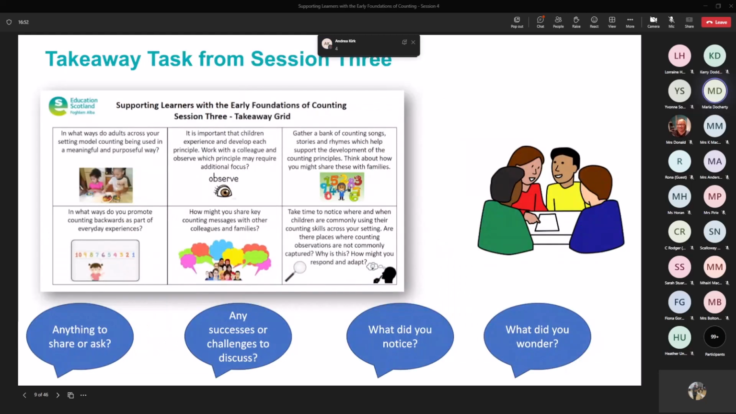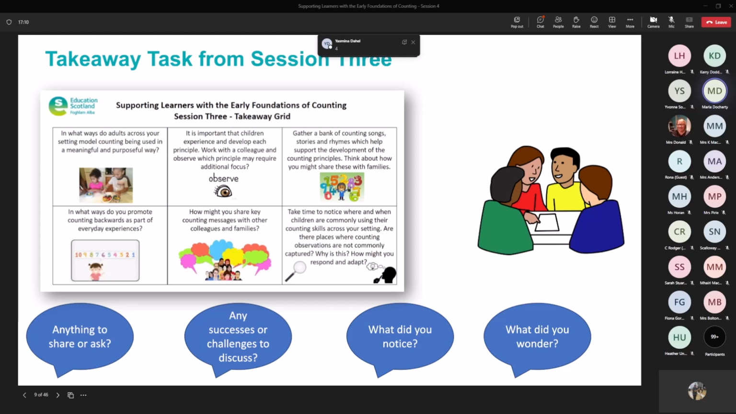So again, if you're familiar with the sessions that Yvonne and I have delivered so far, you'll know that we provide at the end of each session a takeaway task. And we like to take time at the beginning of the following session just to do a wee bit of a check-in. So just that wee bit of a check-in and reflection on how you found the last session.